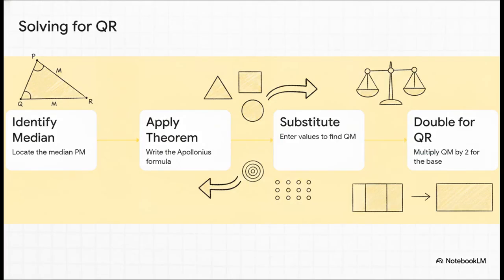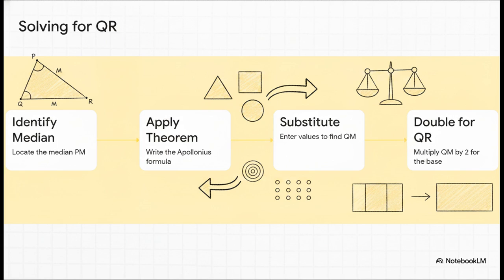We simply follow the logical steps. Step 1, we identify the median PM, so we know Apollonius applies. Step 2, write the formula. PQ squared plus PR squared equals 2 times PM squared plus 2 times QM squared. Step 3, we substitute our known values. The left side is completely given as 290, so 290 equals 2 into 9 squared plus 2 into QM squared.